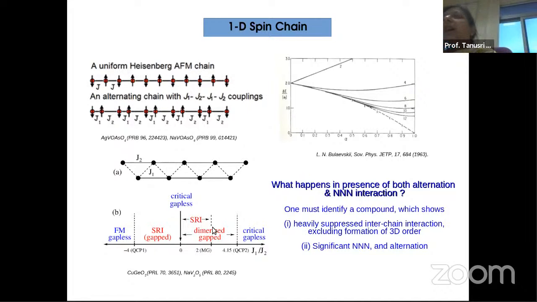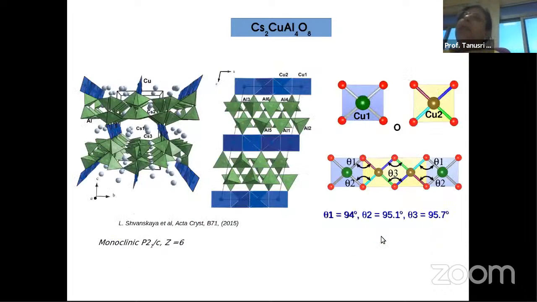So the question that we asked: what happens in the presence of both alternation and next nearest neighbor interaction? Like you have J1, J2, and in addition to that, you have nearest neighbor as well as next nearest neighbor interaction. For that, one must identify a compound which shows heavily suppressed interchain interaction, excluding formation of any three-dimensional order, and significant next nearest neighbor interaction, as well as alternation. Well, I think the solid-state chemists have done a great job.